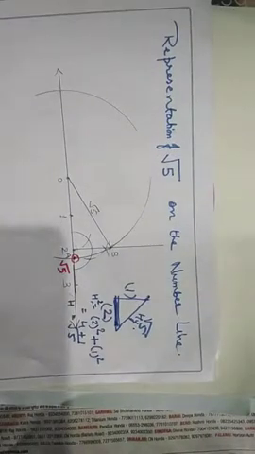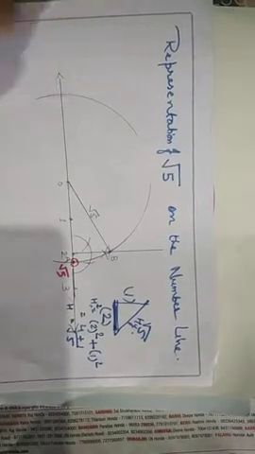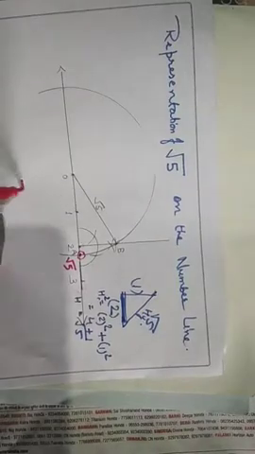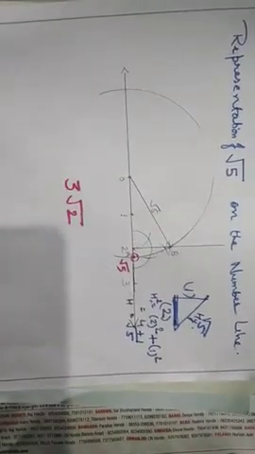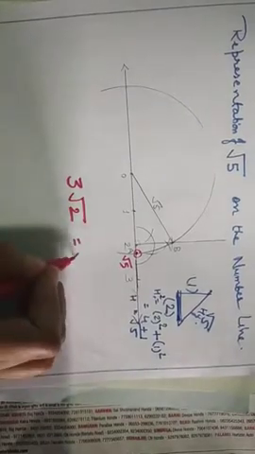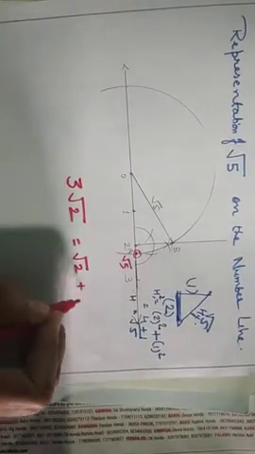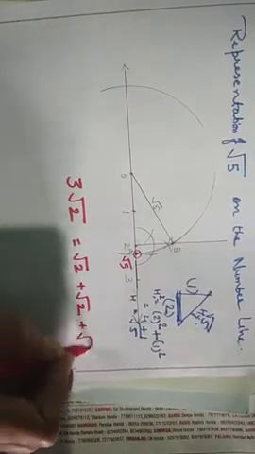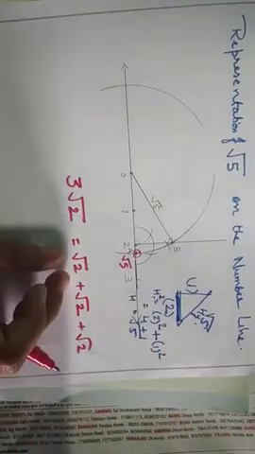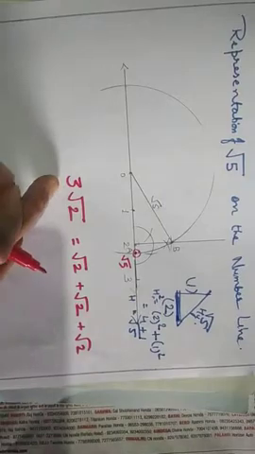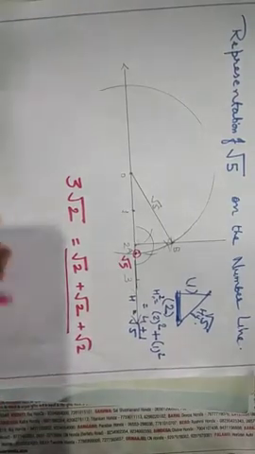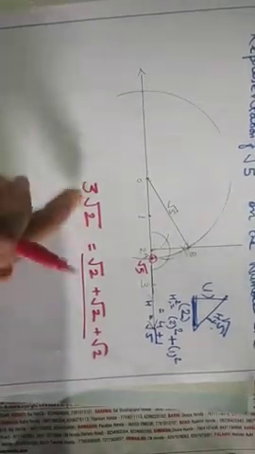Now next, we have to learn how to draw 3 under root 2. 3 root 2 means what? Under root 2 plus under root 2 plus under root 2 will be equal to 3 root 2. With this concept, we are going to draw 3 root 2.